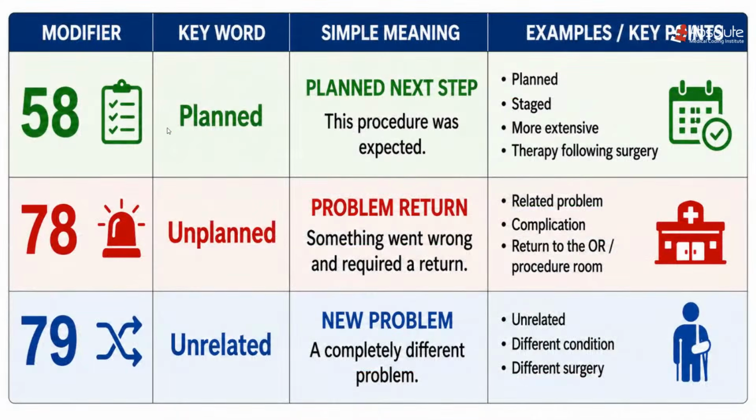So I want to end things by reviewing. Modifier 58 is planned or staged, right? More extensive therapy following surgery. Modifier 78 is unplanned. Now that problem is related to the original, but a complication took place and it required that patient to return to the OR. And modifier 79 is unrelated. It's a whole different condition or a different surgery.